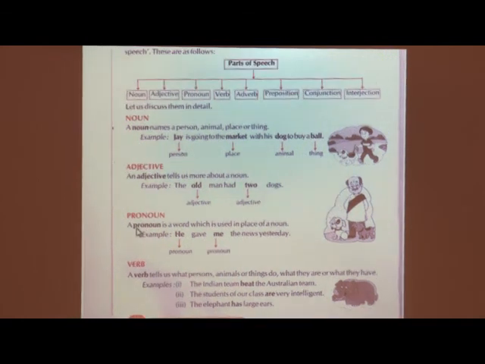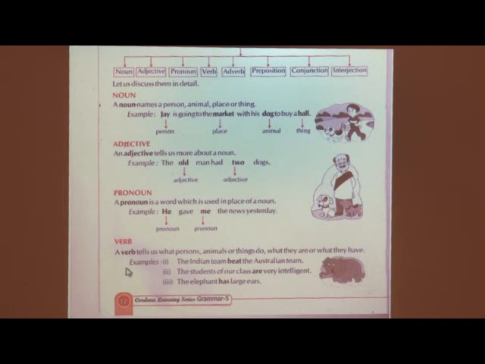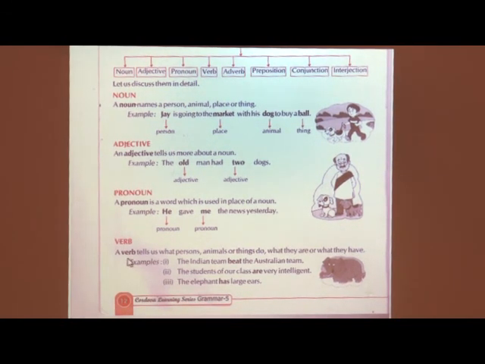Now, further, the next part of speech is what? A verb. What is a verb? Children, we do many actions. We write, we read, we sing, we play, we dance. All these action words which a person or an animal does are called verbs. A verb tells us what persons, animals or things do, what they are, or what they have. A verb is an action which is done by any person, animal or thing.